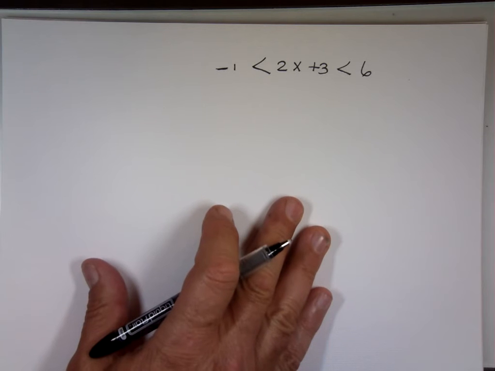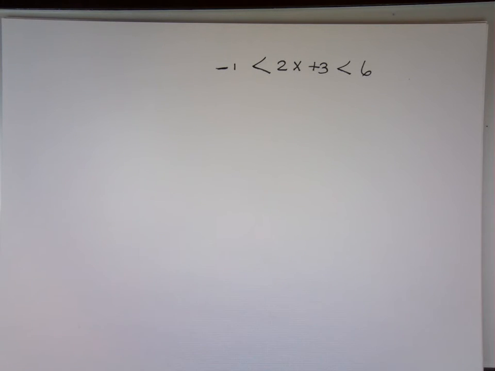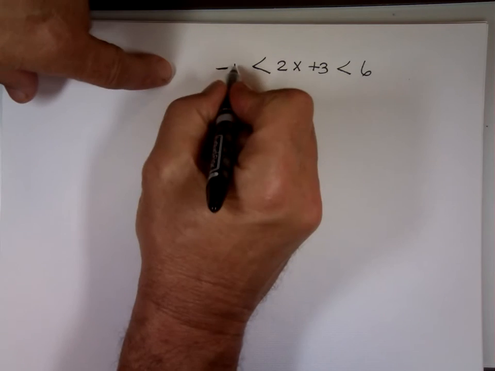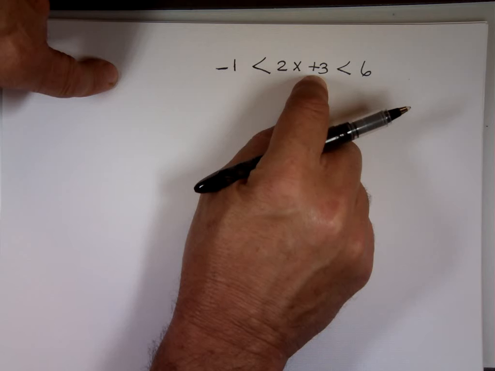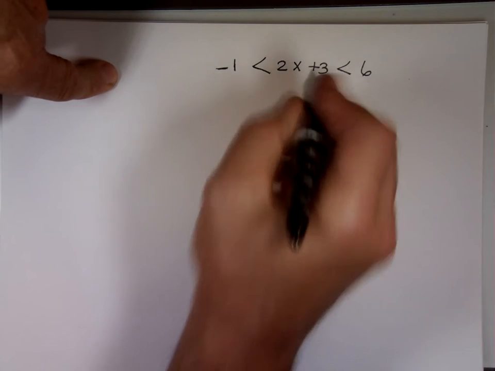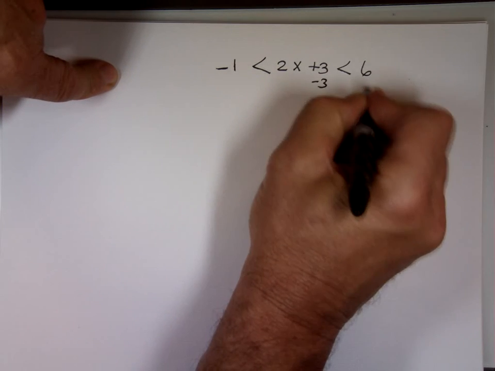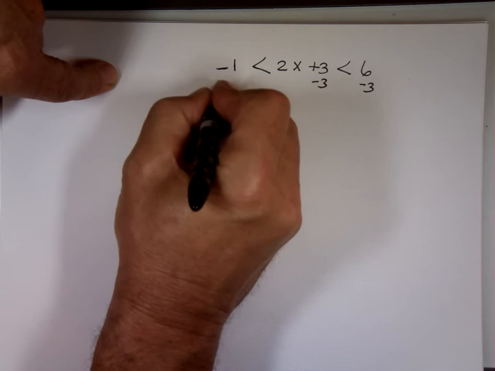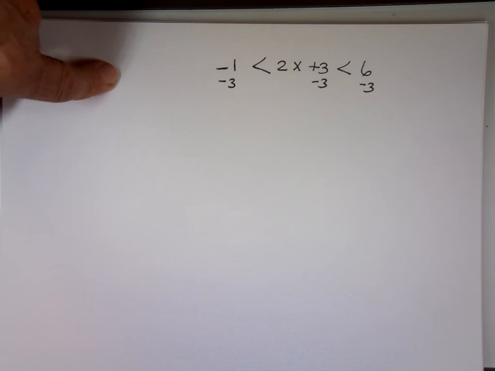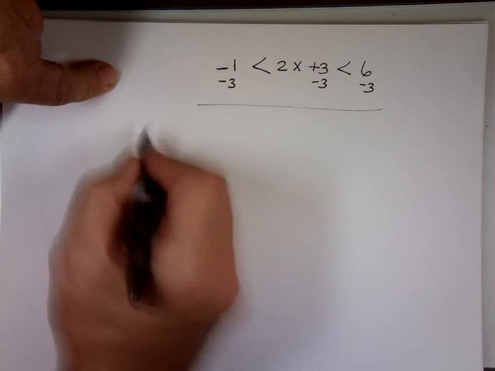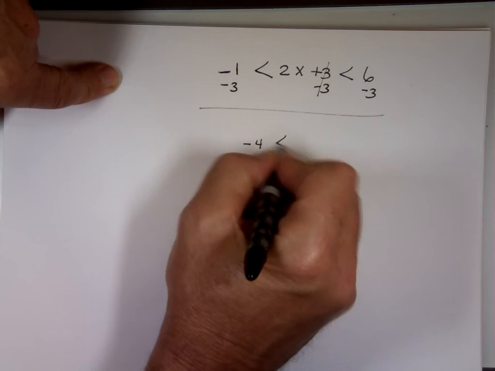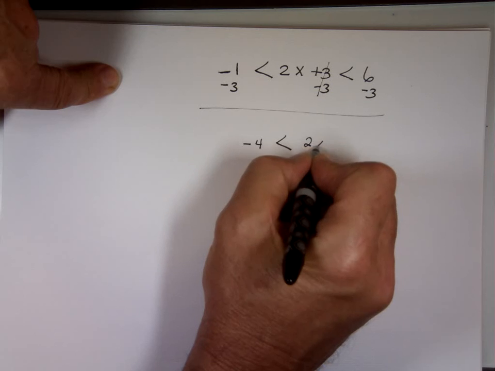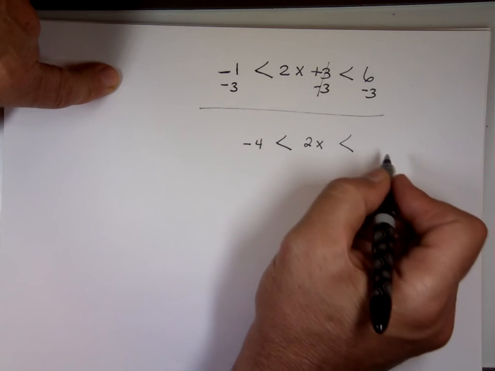And the way we handle that is, well, you know what? I want to isolate x. To isolate x, I need to get rid of that plus 3. How do you get rid of that? Subtract 3 from all 3 sides, yes. And if you do that, this is gone. That's a negative 4 less than what? 2x less than 3.